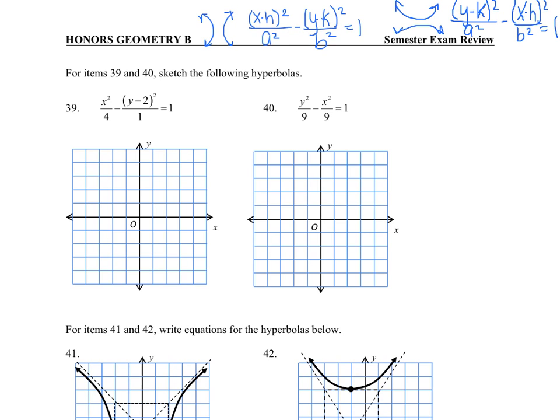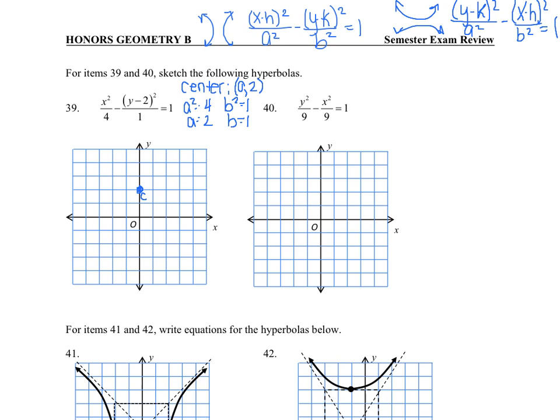graphing them. So for 39, we have x squared over 4 minus y minus 2 squared over 1 equals 1. First thing I should find is the center. That's that h, k. And in this case, it's going to be 0, 2. So I'm going to plot that point at 0, 2. This is my center. My a squared is going to be equal to 4, so a equals 2. My b squared is going to equal 1, so b is going to equal 1.